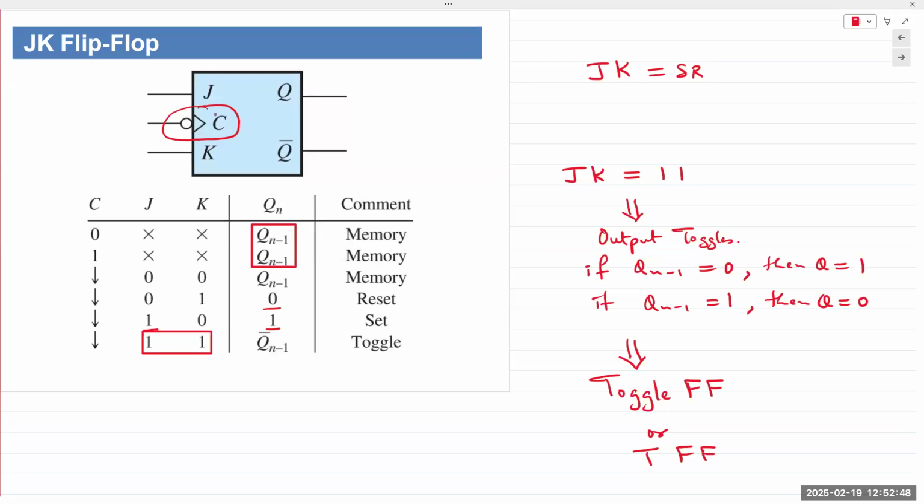In the toggle flip-flop, both inputs J and K are connected together, tied together to 1. The function of the toggle flip-flop: whenever the clock signal arrives, the output just keeps toggling 0, 1, 0, 1, 0. And you will see an application. It's a very important application of these kind of flip-flops. All right, any questions?